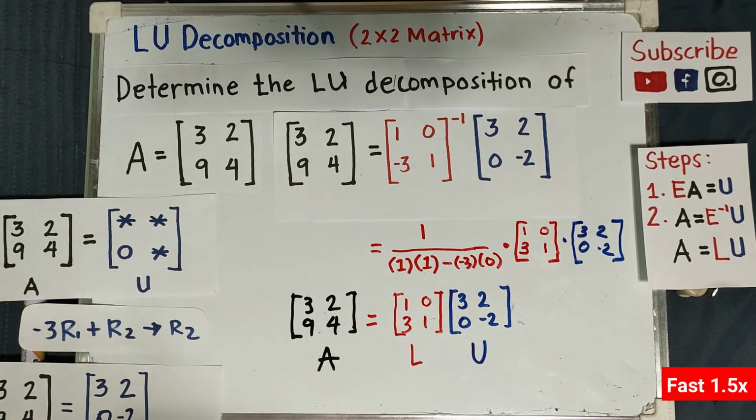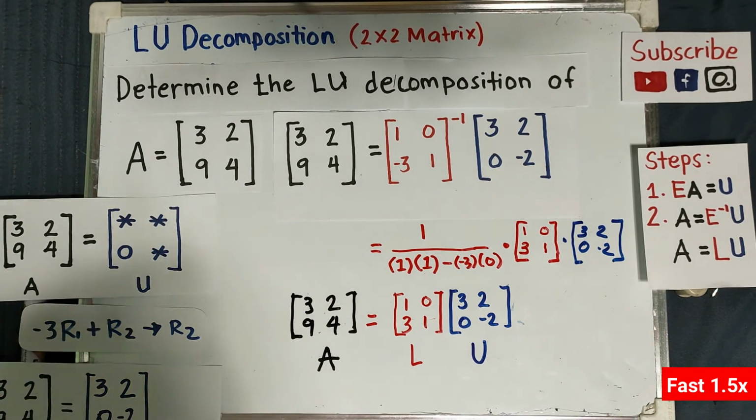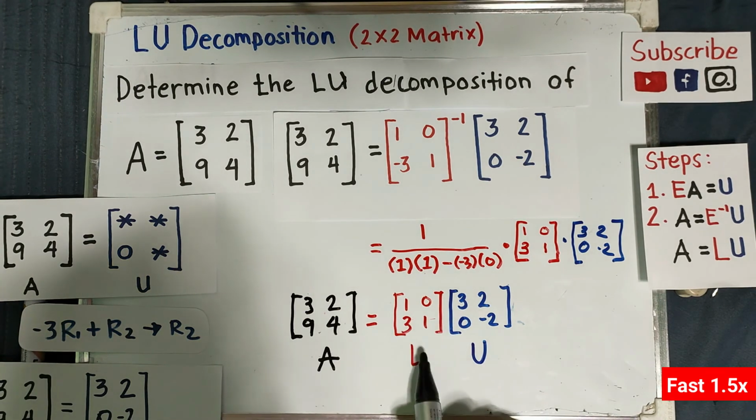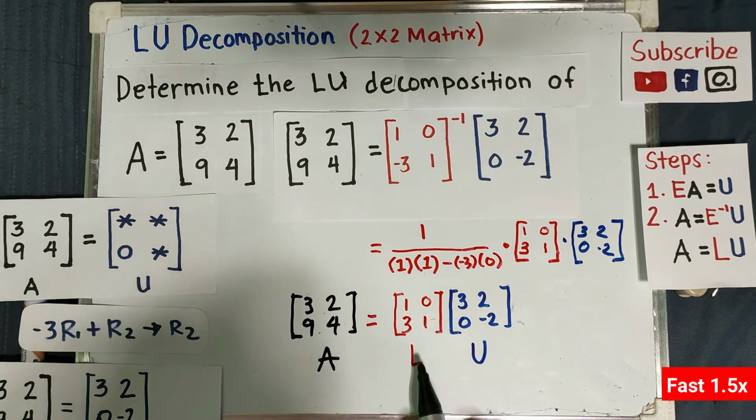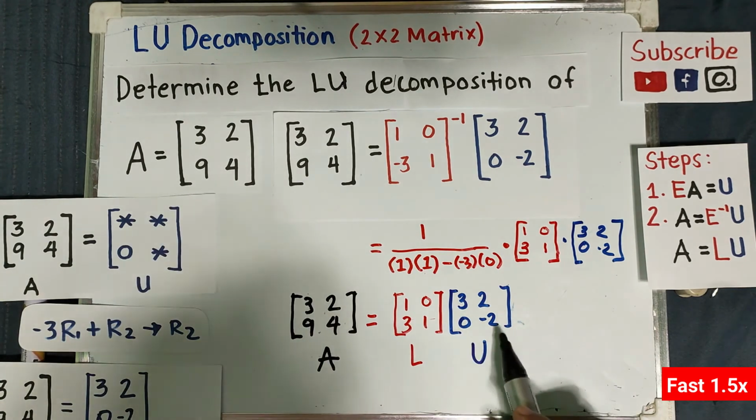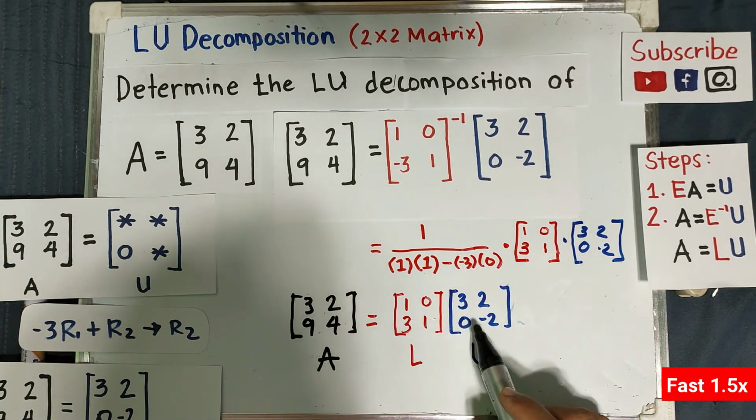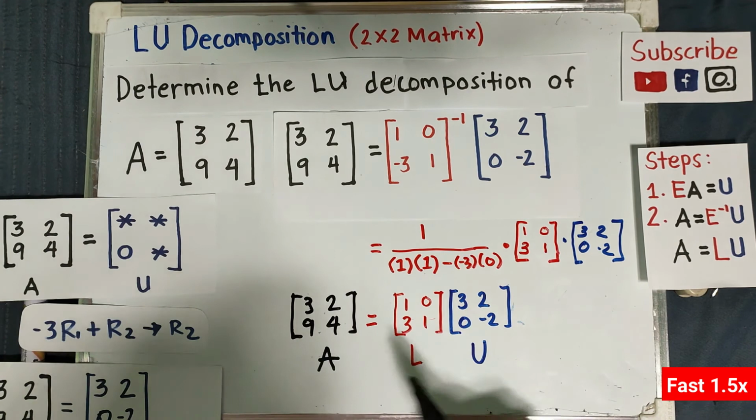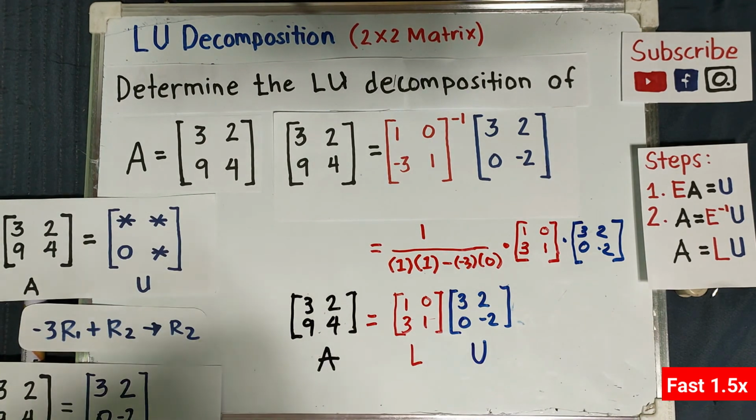Now, how do we check if our solution is correct? It's simple. We multiply L times U, using the usual matrix multiplication. After multiplying, we expect the result to be matrix A. So that is how we check the LU decomposition of a 2 by 2 matrix.